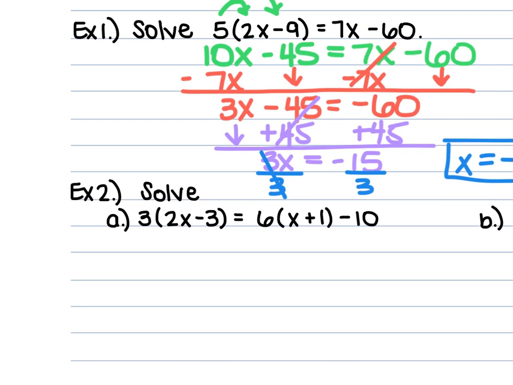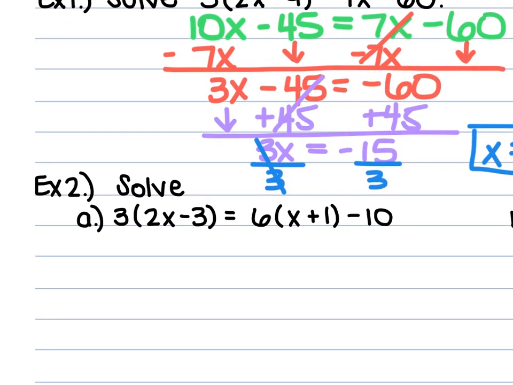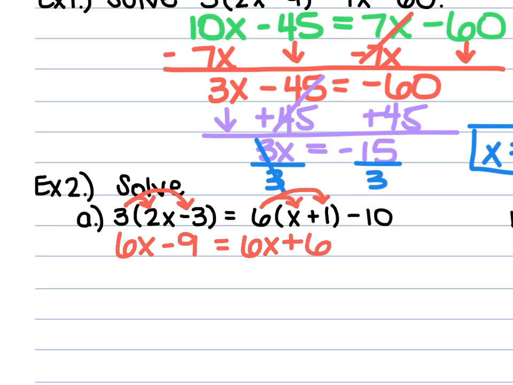If we look at example 2a, we have 3 times 2x minus 3 is equal to 6 times x plus 1 minus 10. So we're going to distribute the 3 on the left side, and we're going to distribute the 6 on the right side. So 3 times 2x is 6x, 3 times negative 3 is negative 9, is equal to 6 times x is 6x, and 6 times 1 is 6. Drop down the minus 10.